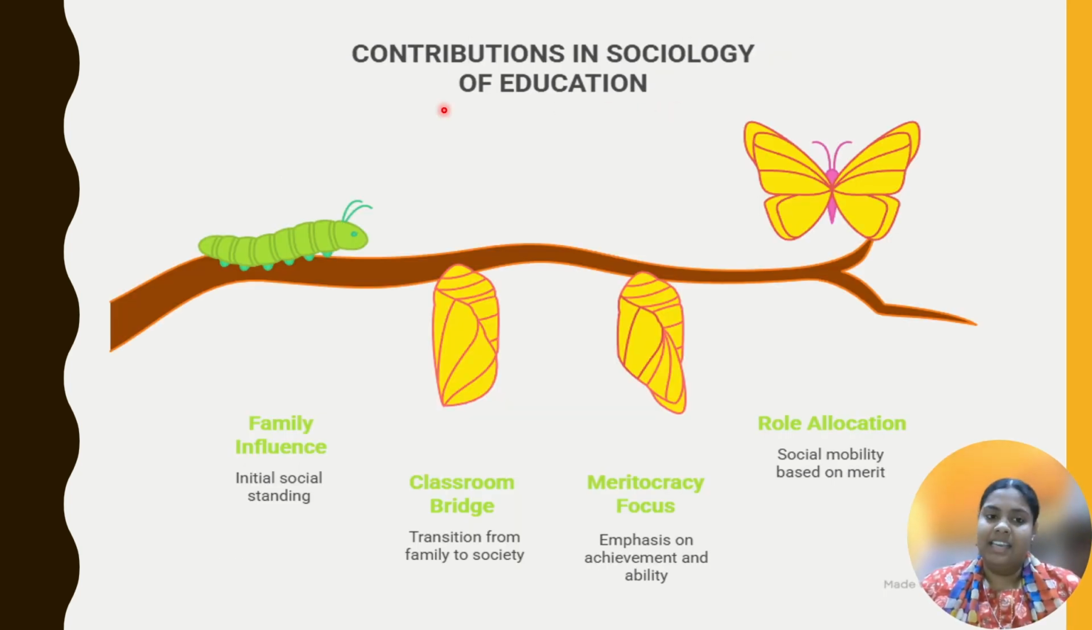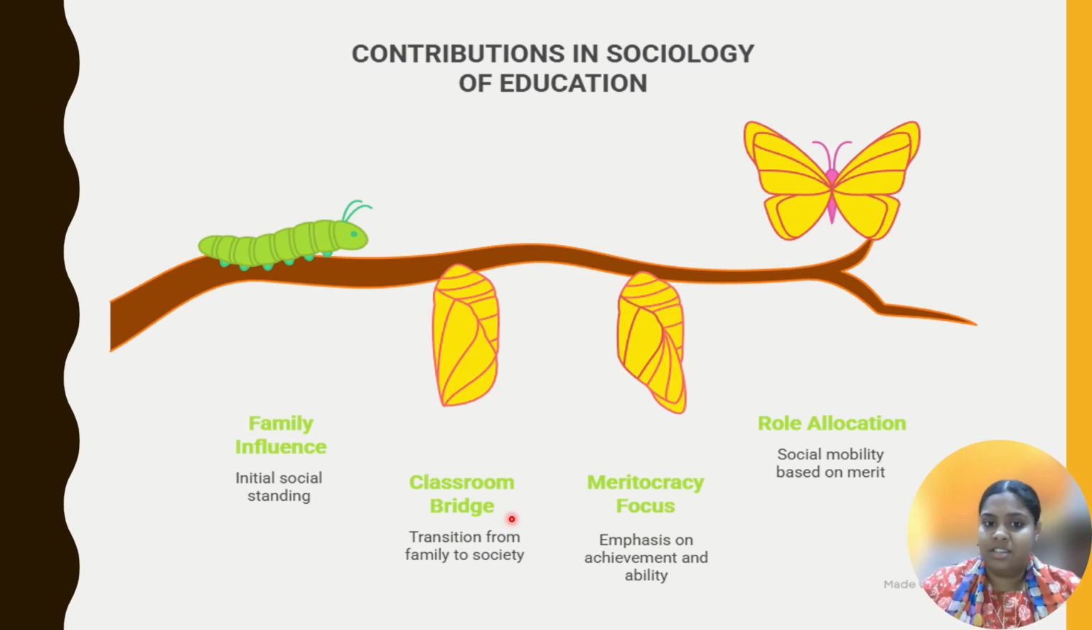Now, let's see his contributions in sociology of education. At first, an individual is influenced by the family and the environment that is in the family. At the next level, a transition takes place from family to the society. Here, the individual at a particular age enters the school, which is known as the miniature of society. Here, he develops as a social well-being.